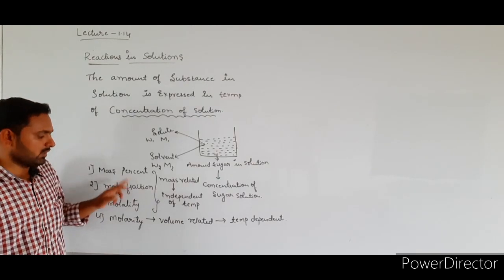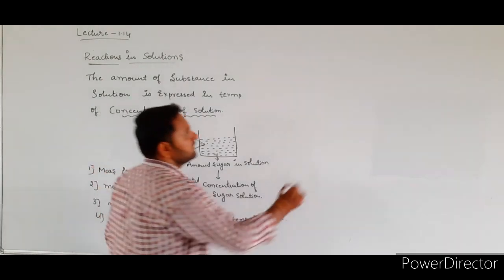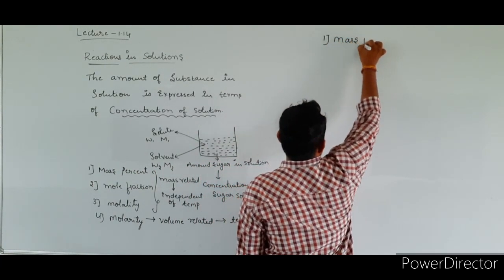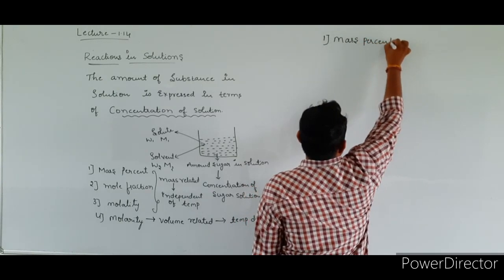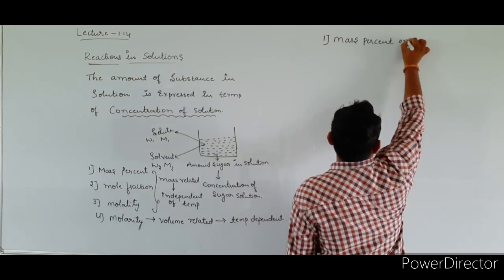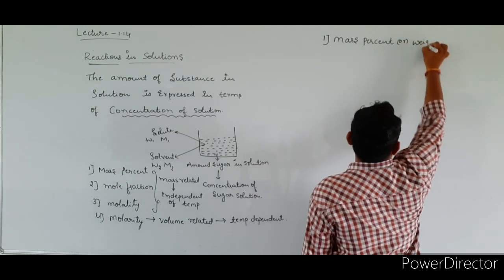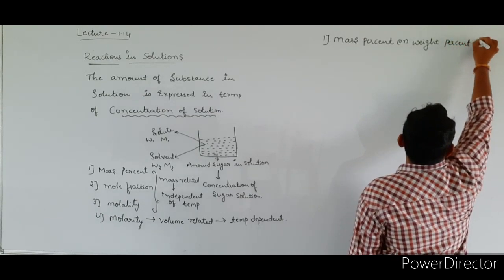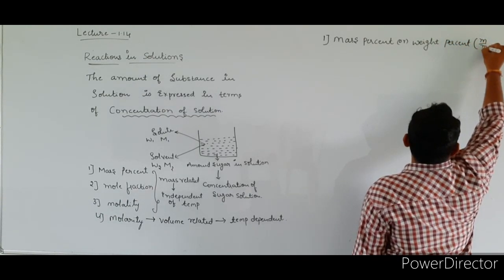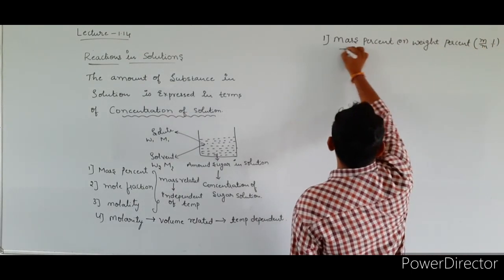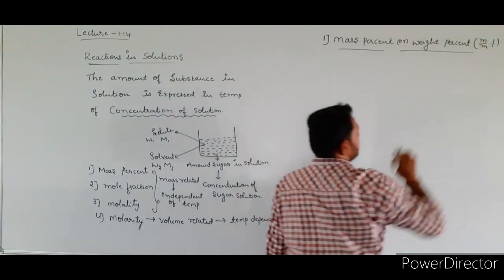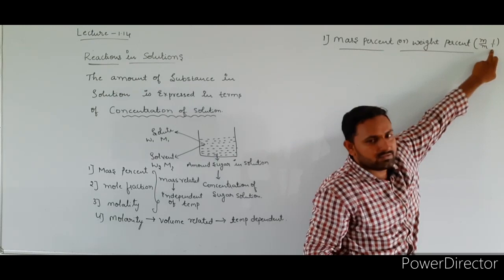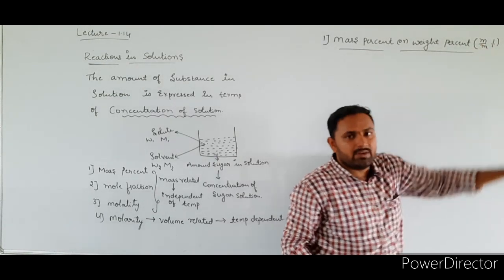Now let us discuss one by one. The first one is mass percent, or we can call it weight percent. It is denoted by m by m percent. Mass of solute divided by mass of solution.